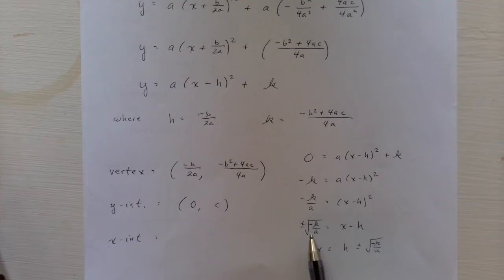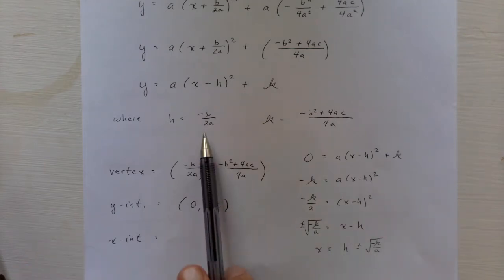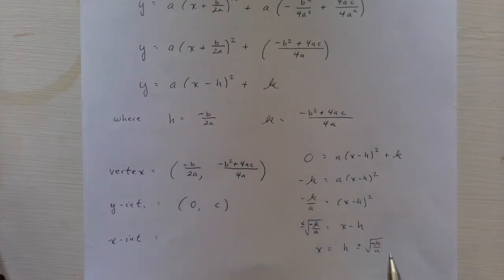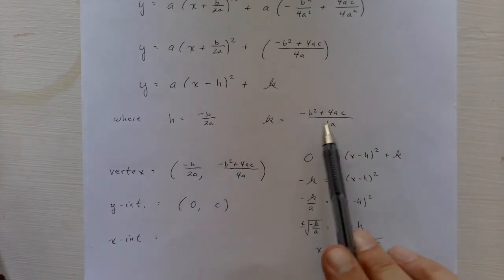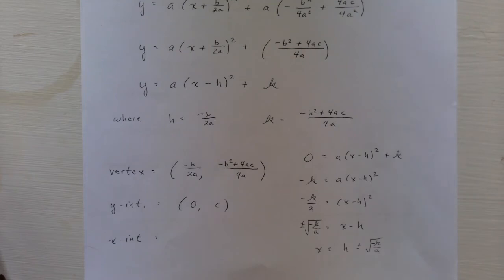Okay, and then we'll get a square root. Now, if minus k over a is negative, this is not a real number, and what that means is that there are no x-intercepts. Okay, but when you unfold everything, you can replace h with minus b over 2a, and you can replace k with this expression, and you do some simplification.